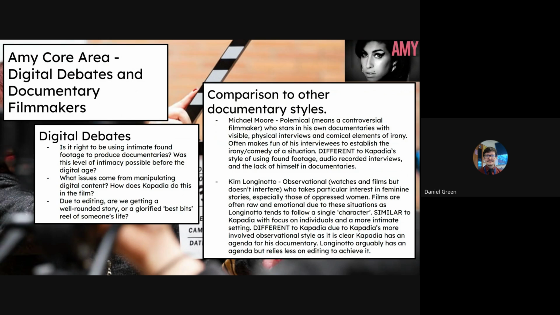Now, in Amy, the core areas to study are digital debates and documentary filmmaking, and the comparison between the two. Okay. Now, digital debates, the way that I've gone about this is asking questions surrounding the idea of digital debates and attempting to answer those questions as I go through. Now, remember, when I go through each individual micro element, I'll be making reference back to this.